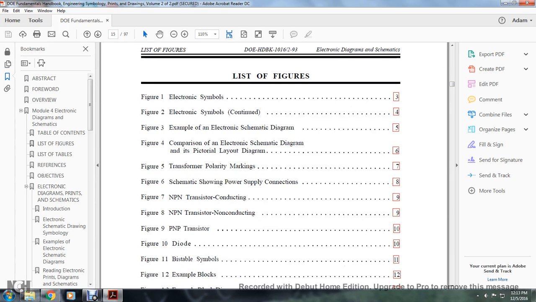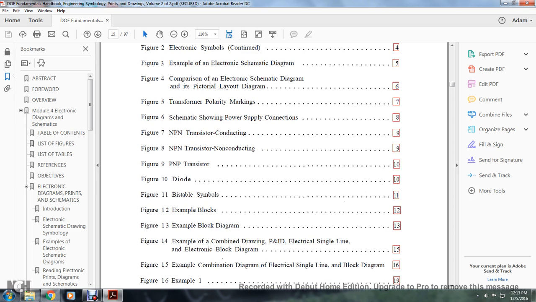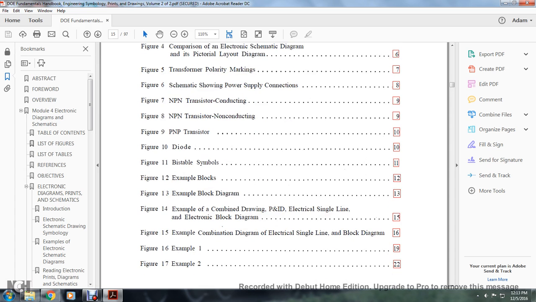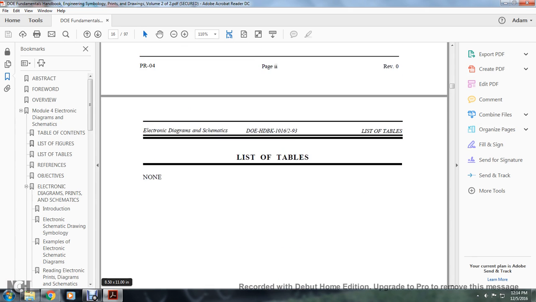List of Figures: Electronic Symbols continued, Example Electronic Schematic Diagram, Comparison of Electronic Schematic Diagram and Its Pictorial Layout, Transformer Polarity Markings, Schematic Showing Power Supply Connections, NPN Transistor Conducting, NPN Transistor Non-conducting, PNP Transistor Diode, Bistable Symbols, Example Blocks, Example Block Diagrams, Example of Combined Drawings, Piping and Instrument Drawings, Electrical Single Line, Electrical Block Diagram, Examples of Combination of Diagrams, Electrical Single Line Block Diagram, Figure 16, Example 1, Figure 17, Example 2. List of Tables: there are none.